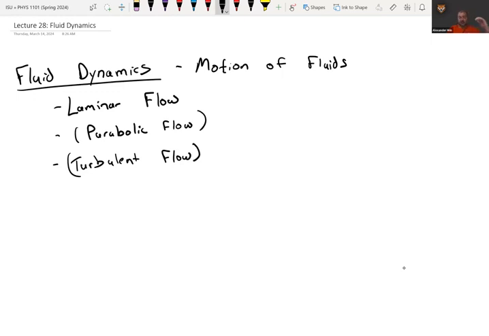It turns out the math behind turbulent flow is actually pretty hard. It's extremely hard. It's one of the most difficult areas of theoretical physics. So we're definitely not going to be doing either turbulent flow or parabolic flow. We're going to be sticking to laminar flow. These are the building blocks that you start from when you want to build up to these more complicated areas.